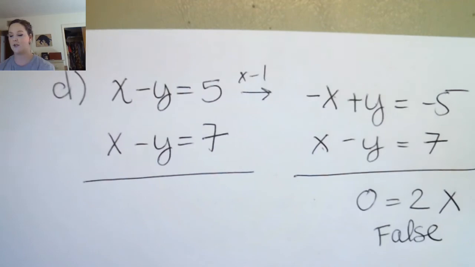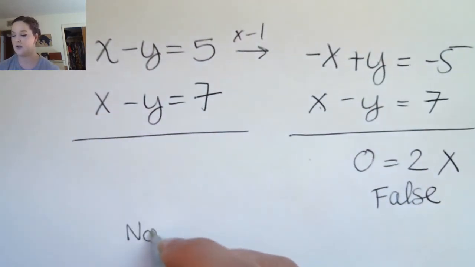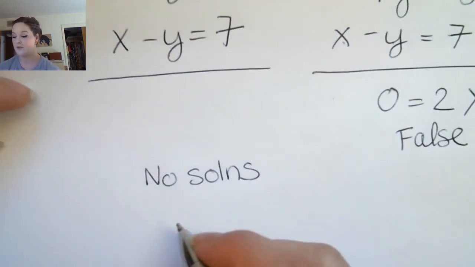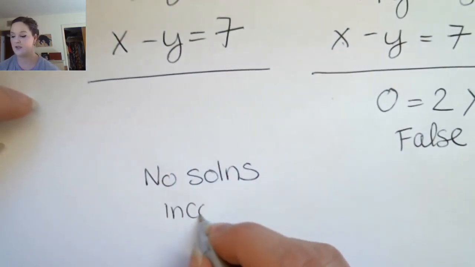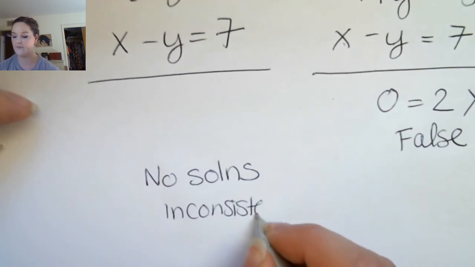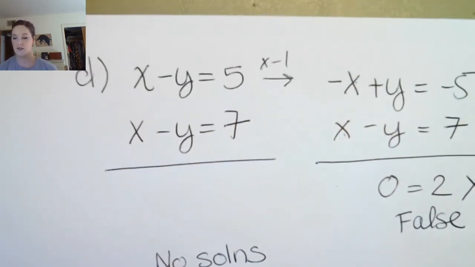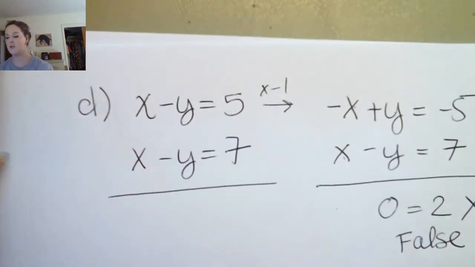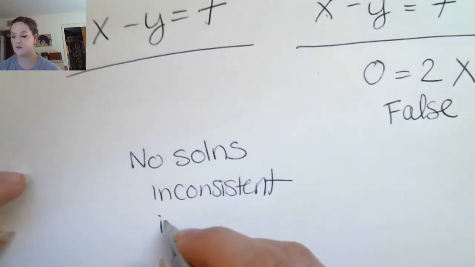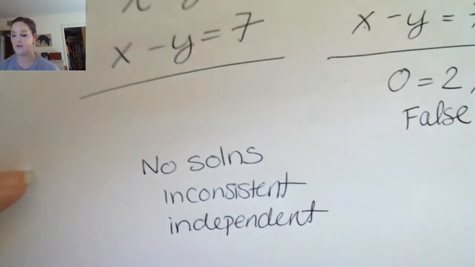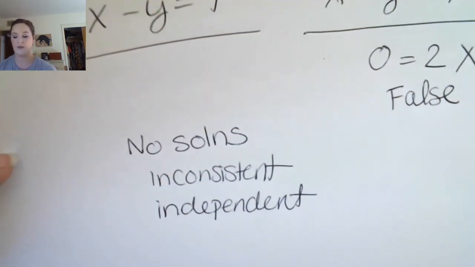Okay, and when you get something false like this, that means there's going to be no solutions. Okay, because there's no solutions, that means it's inconsistent. Remember, inconsistent just means there's no solutions. Okay, but because these two lines are different, right? They're different lines, this is going to still be independent. All right. One last example of this.